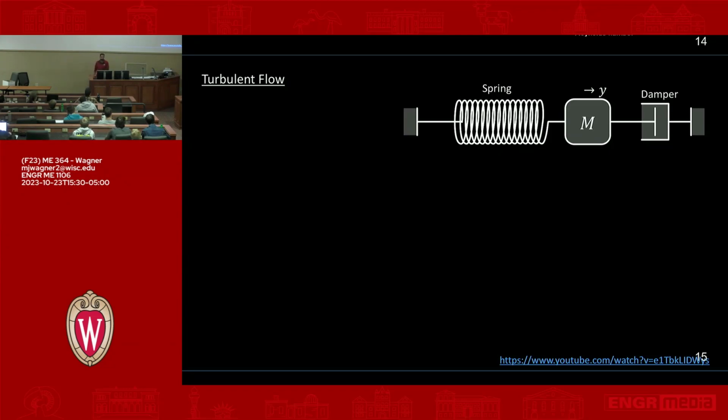Now in turbulent flow, we have an entirely different situation happening. So first of all, how does turbulent flow arise, and under which conditions does it arise? You might be wondering why I have a spring and damper up here. Well, turbulent flow is related to the Reynolds number. So again, let's write out Reynolds number. The conceptual model is inertial forces over viscous forces. Right, and that is, in math, rho u infinity times x over mu.